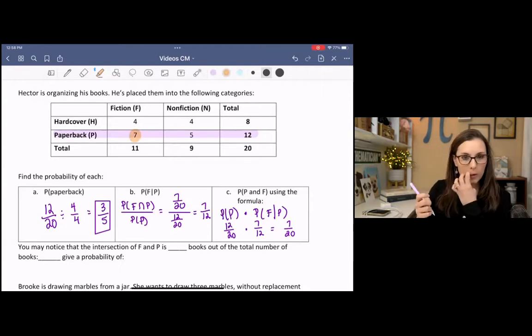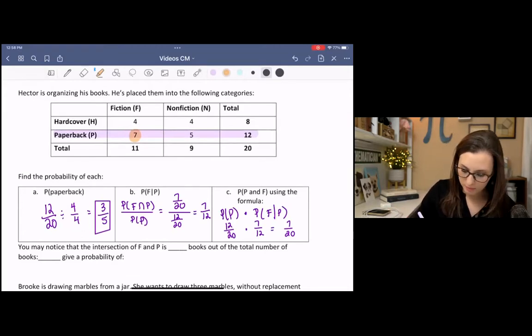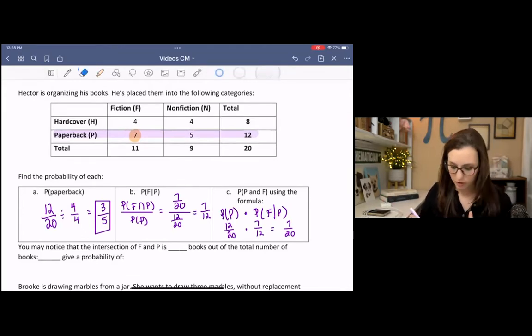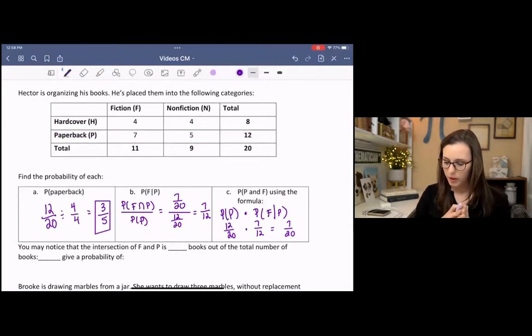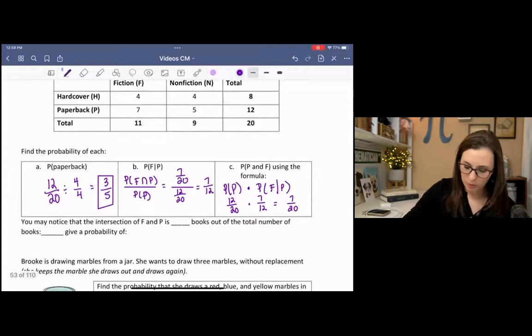So if I were to just look at that in a common sense way, I could say 7 of the 12 books are fictional paperback. I got 7/12, so it checks out. And then likewise for part C, probability of paperback and fiction, you may notice that the intersection of paperback and fiction, we already saw, is 7.